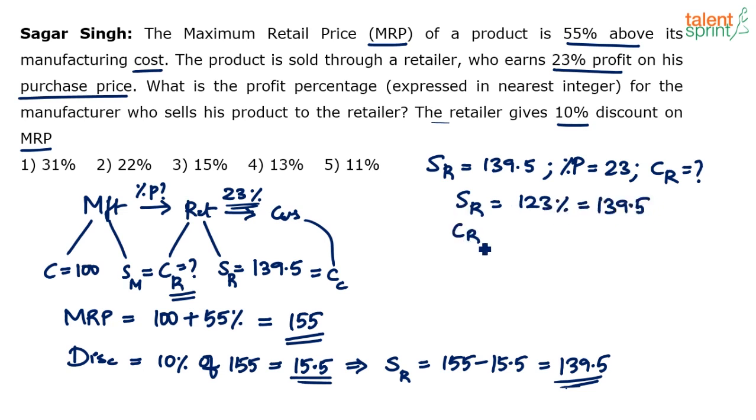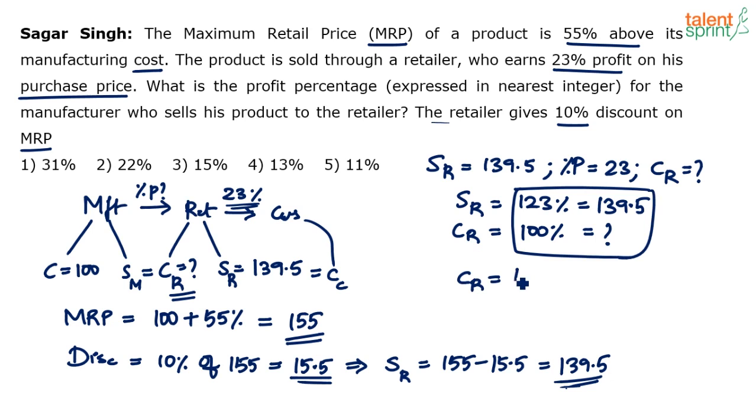We have to find out the cost price. Cost price is how much? 100%. 100% is equal to what? Selling price is 123%. Cost price is 100%. Why selling price 123%? Because the profit is 23%. Selling price is 100% plus profit percentage. Now by cross multiplying these values, you will be able to find out the cost price of the retailer.